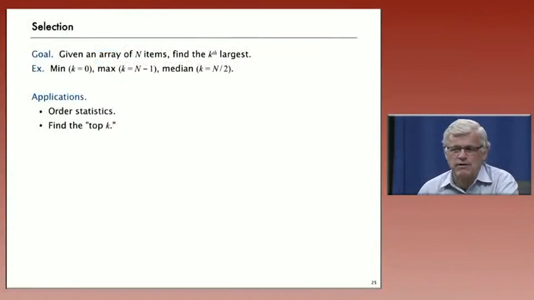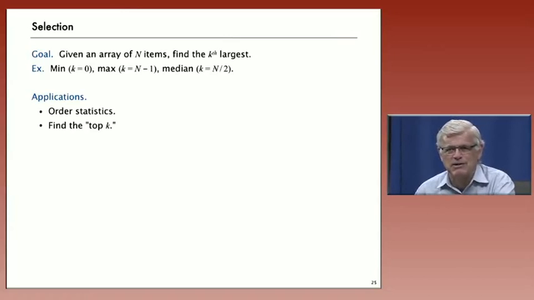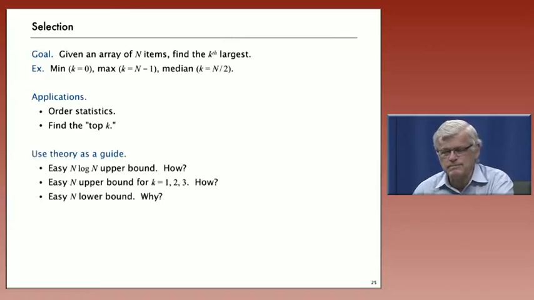Like if we wanted to find the minimum item, that's k equals 0, or the maximum item, that's k equals n minus 1, or the median, that's k equals n over 2. And there's many kinds of applications when people processing data want to find the top k or the median or other order statistics. So that's what selection is all about.